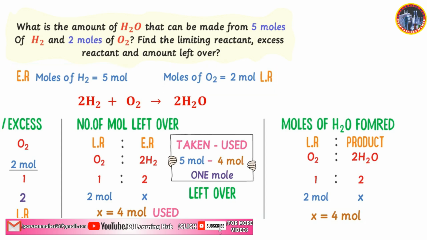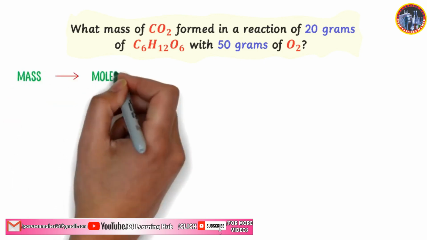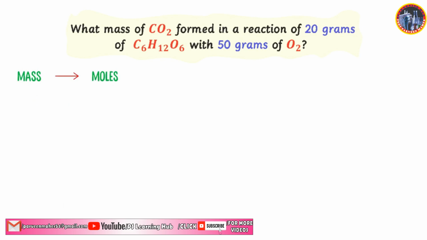Now, let me teach you one last numerical. What mass of carbon dioxide gas formed in a reaction of 20 grams of glucose with 50 grams of oxygen? Well, in such type of numericals, firstly, we convert the given mass into number of moles. If you do not know how to calculate number of moles, watch our video and its link is given in the description. Now I calculate the number of moles of glucose.